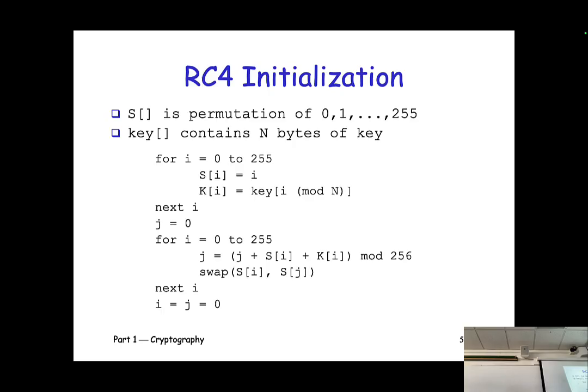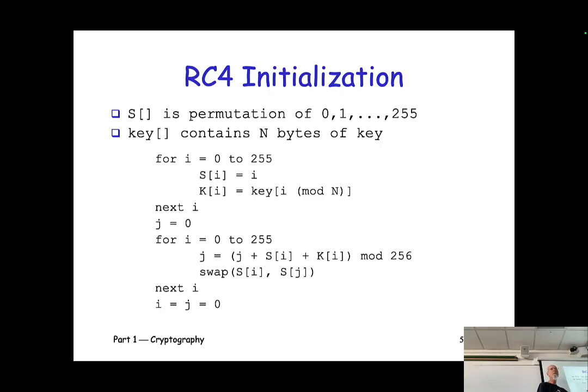So we have to initialize the permutation, right? We have this permutation. The permutation is S. I'm just going to initialize S to be 0 through 255. That is a permutation. It's a very boring permutation, but it is a permutation. So I just initialize it 0 through 255. Now I have a key, and it is n bytes. It can vary from 0 to 255. No, 0 wouldn't be very good, but 1 to 255 bytes. Whatever length it is, let's call that n.